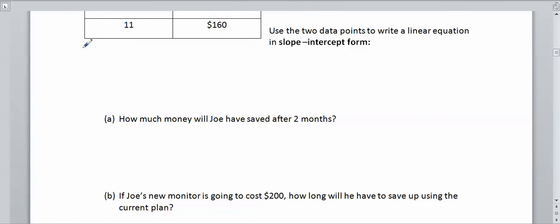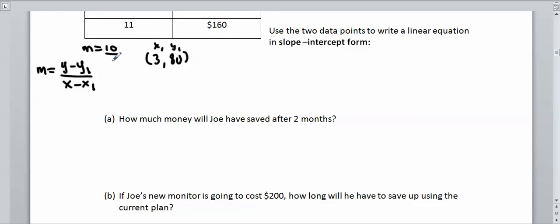Now that I have that slope, m equals 10, and I've got a point on the line, I'm going to use my x1, y1, right, 3 and 80. I can use that modified slope form that we talked about last week. So I've got m equals y minus y1 over x minus x1. I want to plug in what I know.